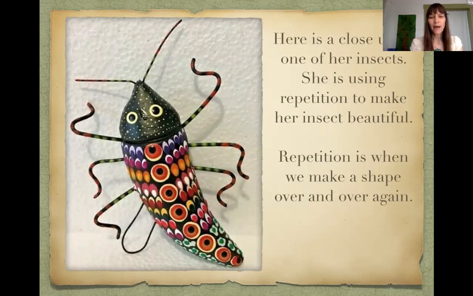Purple spot, purple spot, purple spot, purple spot, purple spot. Orange spot, orange spot, orange spot, orange spot, orange spot, orange spot. She's using repetition all over this insect.